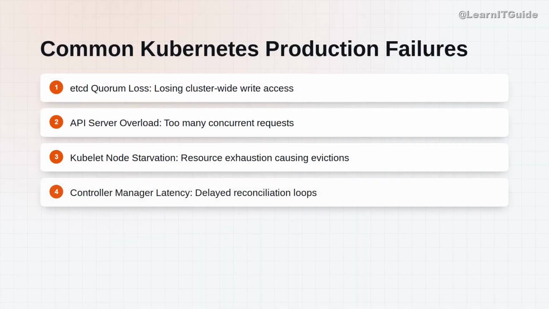What happens when things go wrong? These are the 4 most common production failure modes. First is etcd quorum loss, which effectively freezes your cluster. Second is API server overload, often caused by poorly written custom controllers. Third is kubelet starvation, where the node runs out of memory and kills your processes. And fourth is controller manager latency, which results in slow scaling or pod restarts. If you do not monitor these 4 areas, you are just waiting for a production outage.